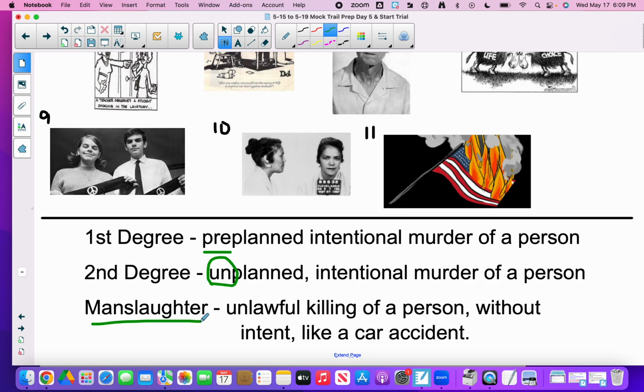Manslaughter is just known as the unlawful killing of a person without intent. It is like driving a car, you're texting, whatever, and you cross the center line, and you kill somebody because you run into them. That would be manslaughter.